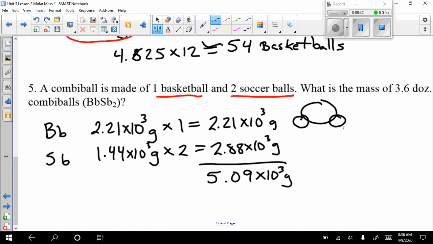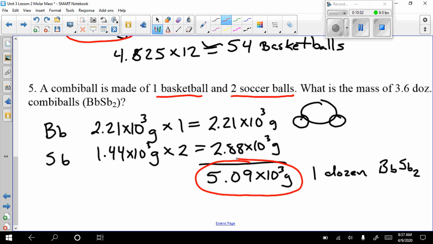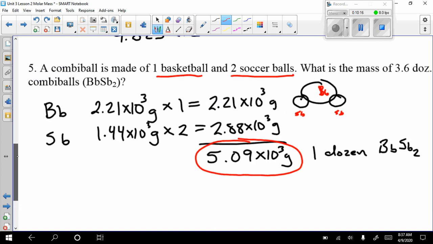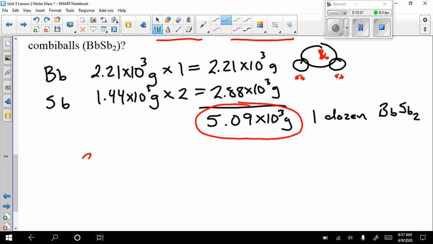So 1 dozen of these combi balls, which they've given this little symbol, and you can see that obviously they're trying to compare this to chemistry, 1 dozen of those weighs 5.09 times 10 to the 3 grams, because it's made up of one basketball and 2 soccer balls. Okay, so I know what a dozen of those weigh. Well, but it's asked me, what would 3.6 dozen weigh? Well, okay, I'm just going to do what I did in the first example.